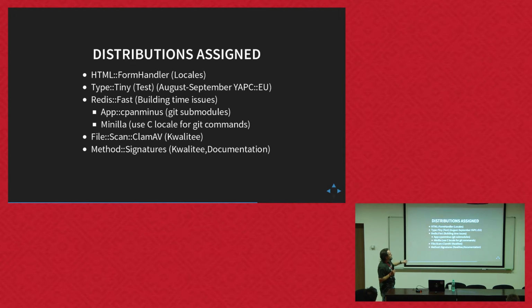Then I put a patch to CPAN minus that Miyagawa didn't accept because he said he has no intention to support Git submodules, and to Minilla, because when you use Git to get some information, it works in almost all locales, but I think that Bulgarian and some variants of Chinese, and Catalan too, don't use the words. So I did finish.